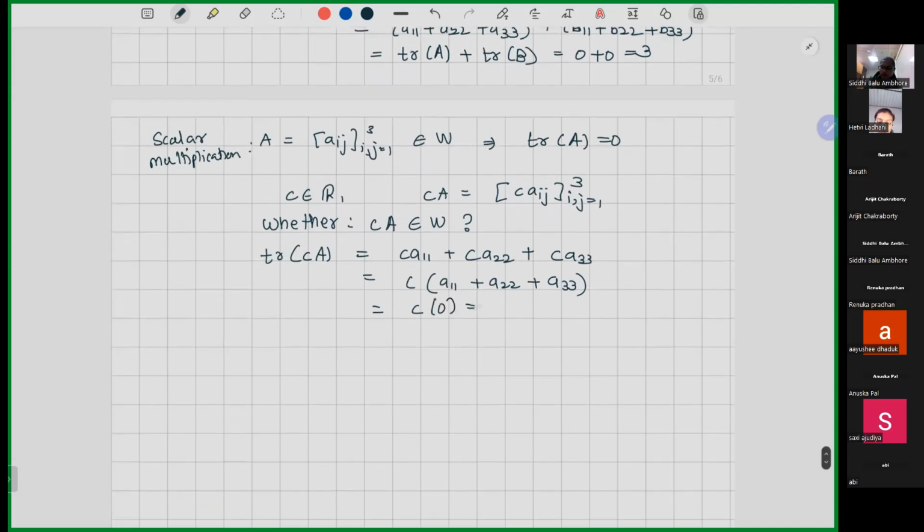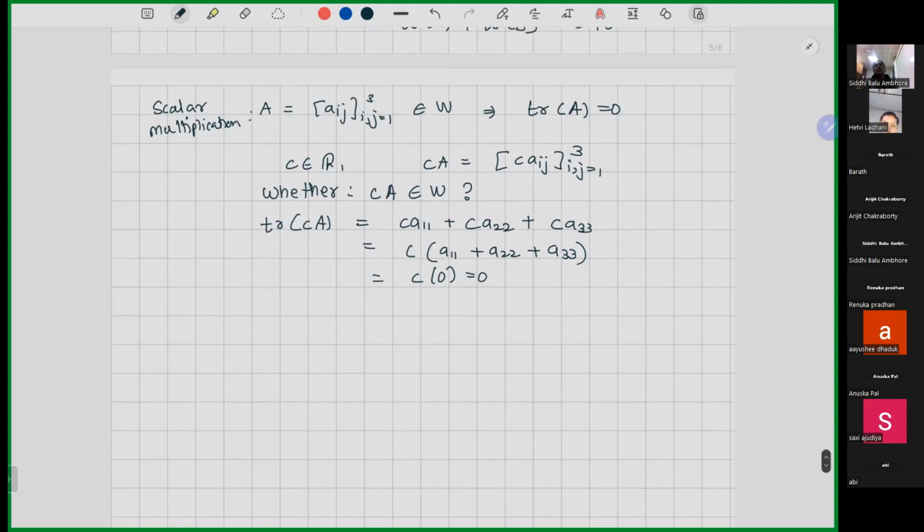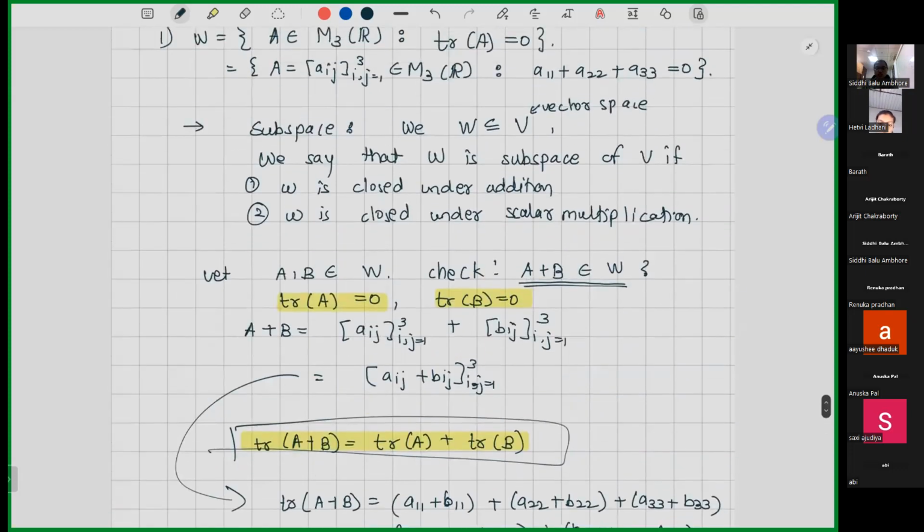C into 0, which is 0. Okay, one new message. Yes, C into trace of A is 0. Yes, and trace of A was 0, so it will be 0. So again, this is closed under scalar multiplication as well. So the two conditions which we need to check for W to be a subspace are now satisfied.